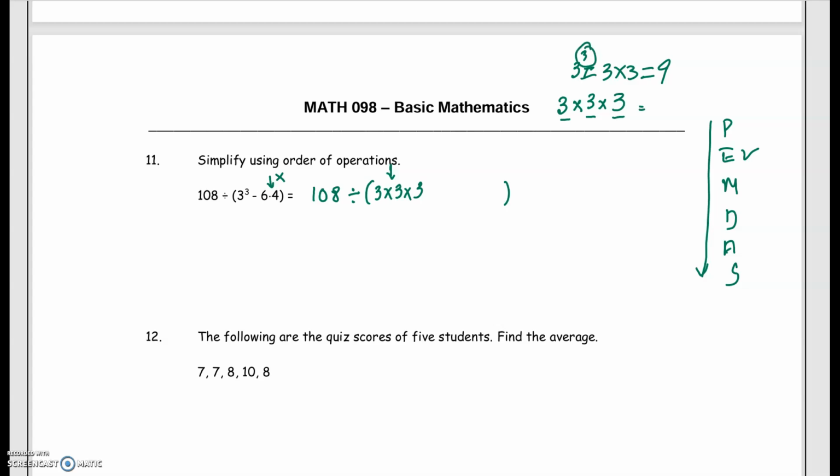And that is 3 times 3 is 9. 9 times 3 is 27. Minus, and that little dot, I'm going to write it as times 4. So 108 divided by, and then multiplication comes before subtraction. So let's multiply. 3 times 3 times 3 is 27. Minus 6 times 4 is 24.